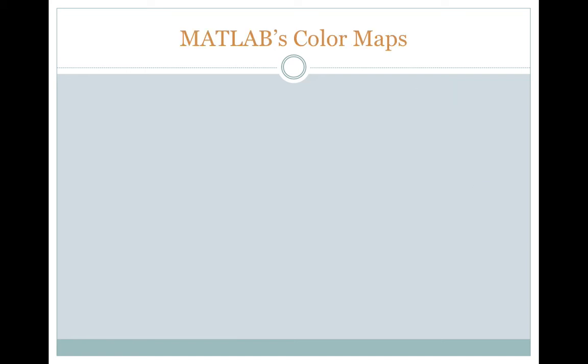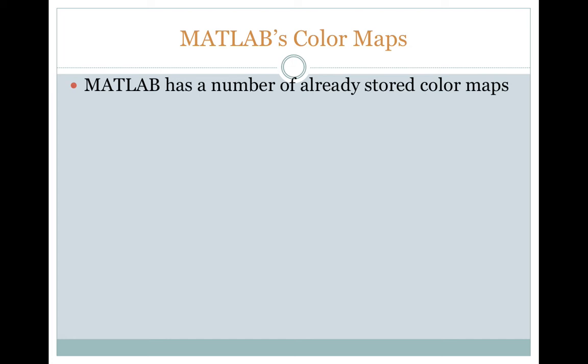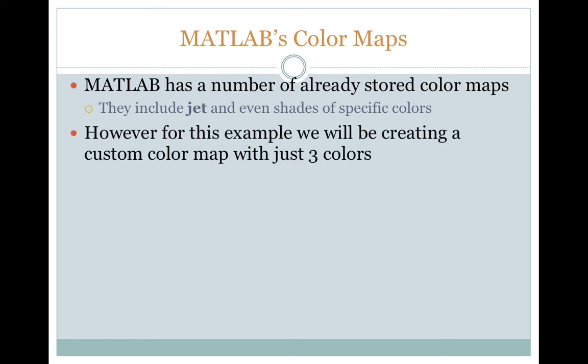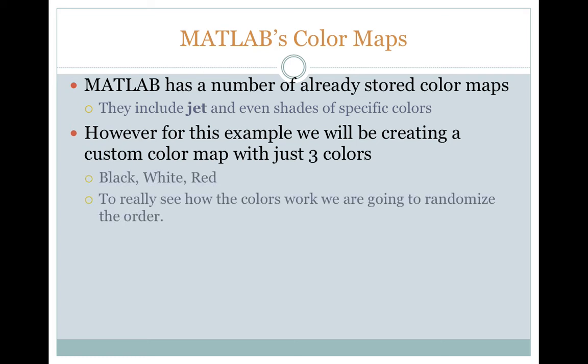Next, MATLAB's color map. MATLAB has a number of already stored color maps. They include jet and even shades of specific colors. For this example, we will be creating a custom color map with just 3 colors: black, white, and red. To really see how the colors work, we are going to randomize the order.